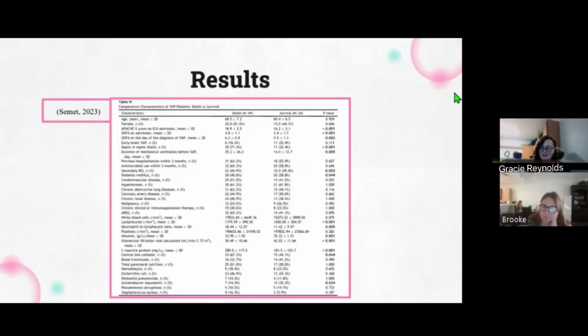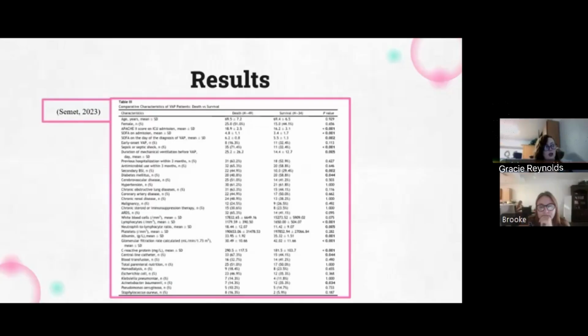So for table 3 of our article, we have the results of mortality analysis and risk factors. Patients who died within 30 days were compared with those who survived. Compared with survivors, patients who died had higher Apache 2 scores, higher SOFA scores, higher rates of sepsis and septic shock, higher rates of secondary bloodstream infections, and longer duration of mechanical ventilation before the VAP diagnosis.